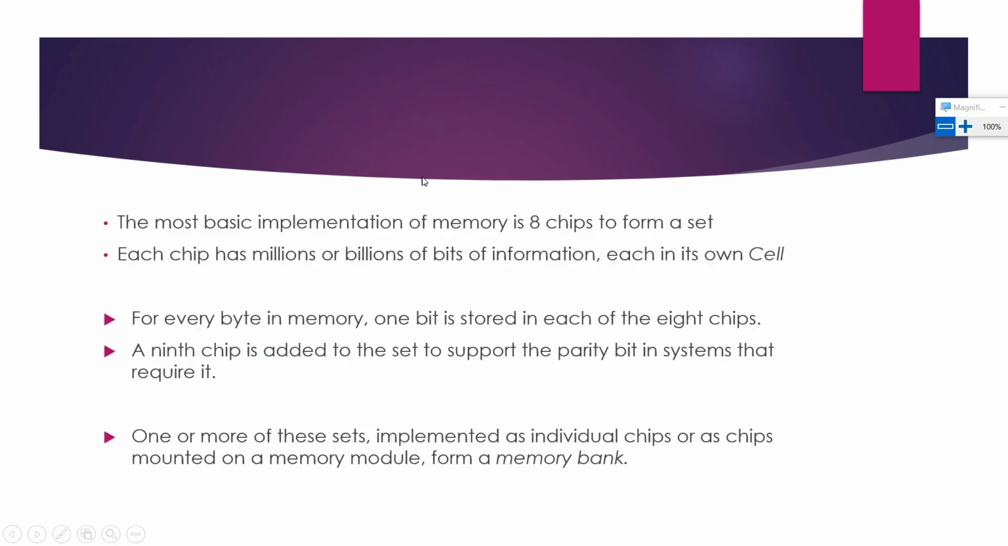So then the most basic implementation of memory is 8 chips to form a set. Each chip has millions or billions of bits of information, each in its own cell. So 8 chipset. Now how much are these exactly? Basically a memory comes with 8 chips. So 8 chips on this side you can see now, 8 chips on this side you can see now, right? They're 8, right?